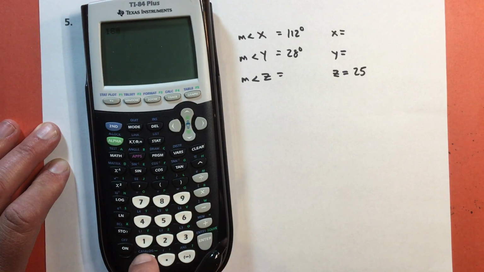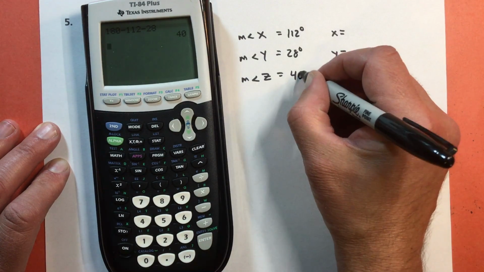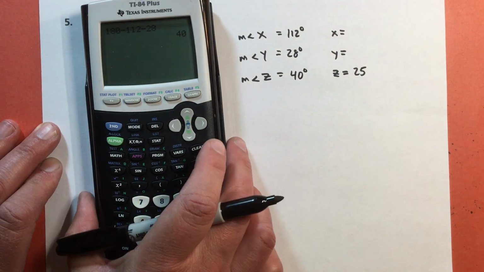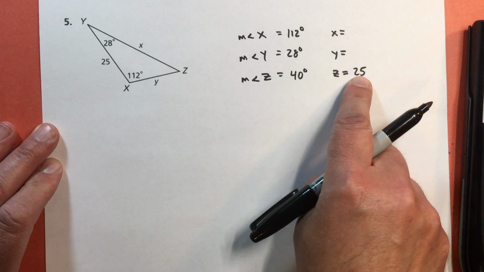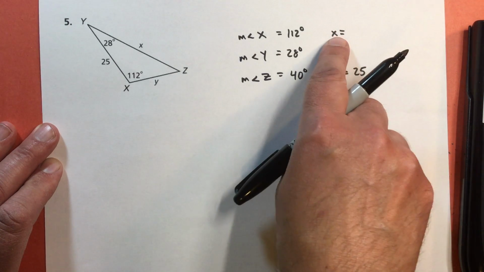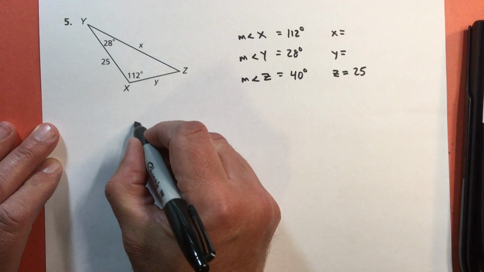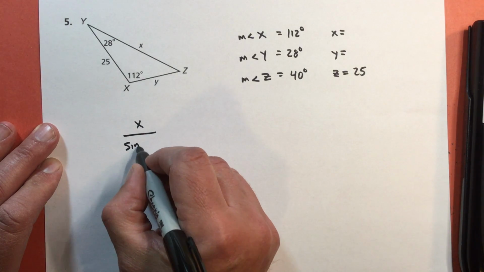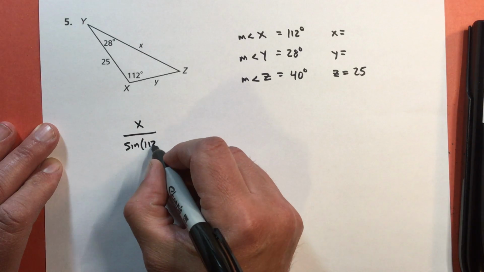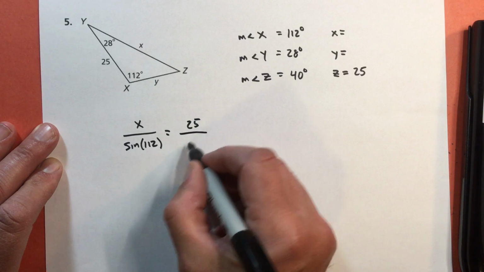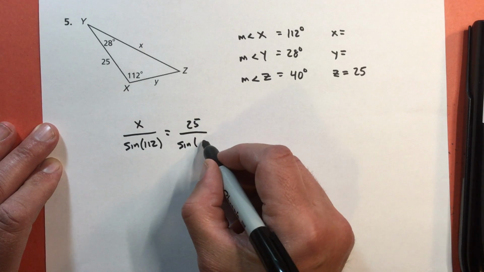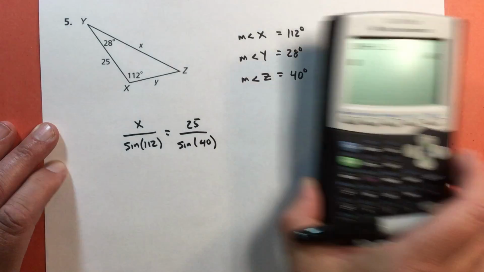All right, let's hit clear. Let's find angle Z. So I got 180, subtract 112, subtract 28, and that leaves 40 degrees for the last one. I have to use that because that's opposite of my side that I know. So I'm going to solve for X. X over the sine of angle X, which is 112, is going to be Z, which is 25, over the sine of angle Z, which is 40.